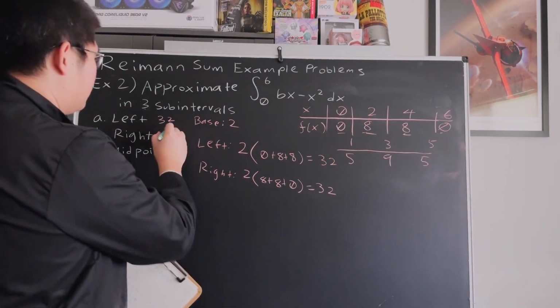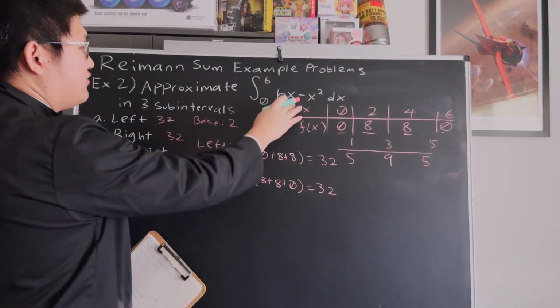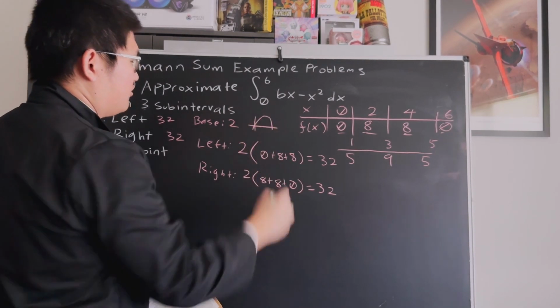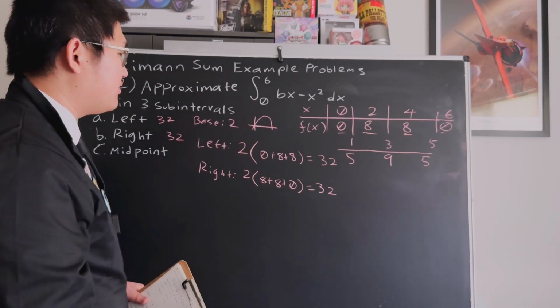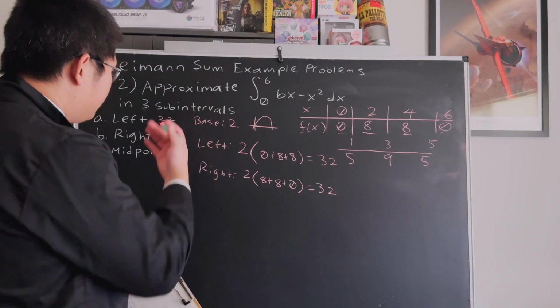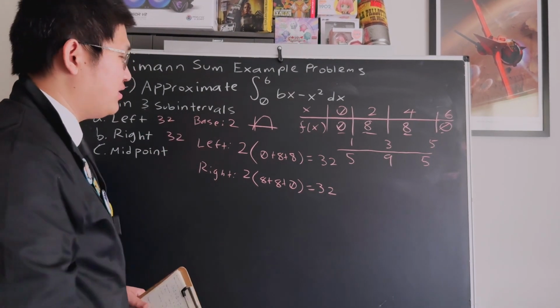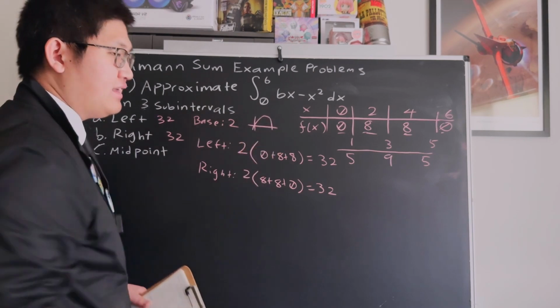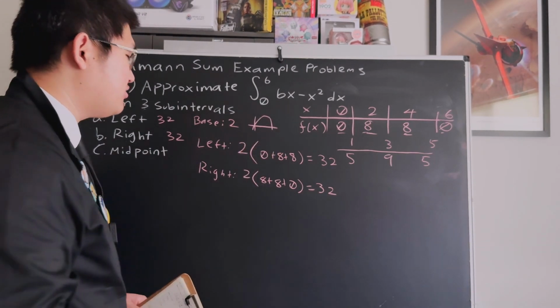Something to note, of course, is if you were to look at this function, it will be a very symmetric sort of downwards parabola curl like that. And so it does make sense that the left and right approximations would actually be equal to each other, because either going left or right side of this will be yielding the exact same results.